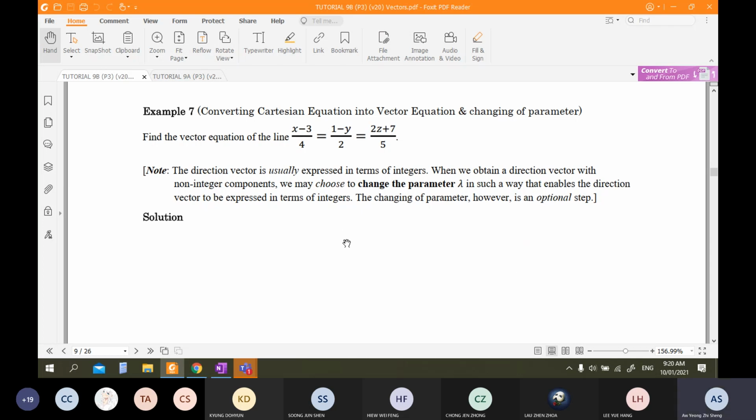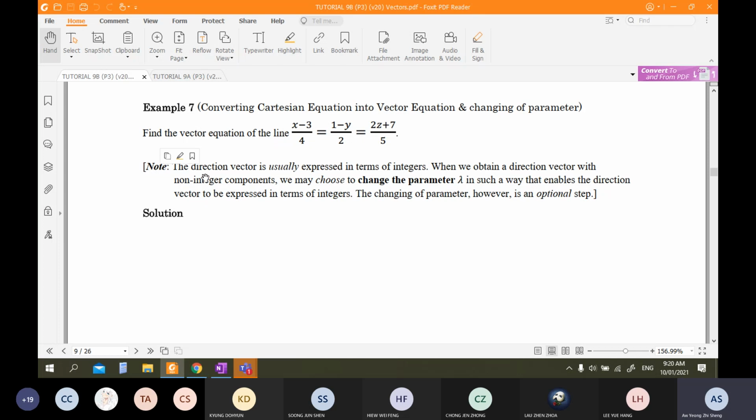So the note here says the direction vector is usually expressed in terms of integers. People usually prefer the direction vector to have integer components. When we obtain a direction vector with non-integer components, we may choose to change the parameter lambda. I purposely emphasize the word choose here, meaning that it's not a must to make your direction vector nice. If you don't mind having a direction vector containing fractions, it's actually okay. You may choose to change the parameter lambda in such a way that enables the direction vector to be expressed in terms of integers. The changing of parameter, however, is an optional step.